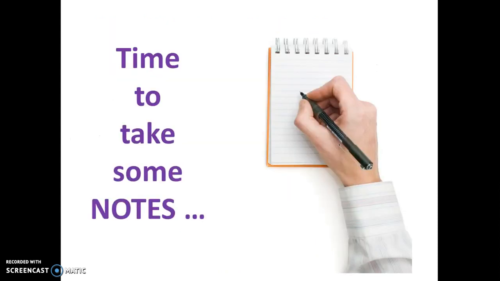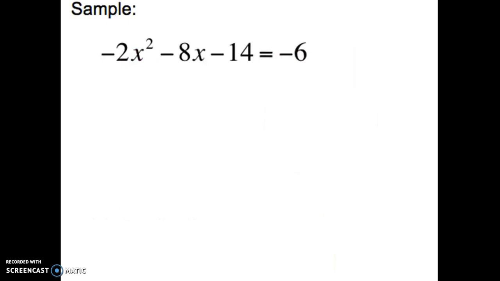Let's take some notes. You're going to use the notes page that was provided to you. Here's the first sample. In this one, it says use the discriminant to find how many solutions, and then actually solve it to find those solutions. First of all, to apply the discriminant or to solve any quadratic, we need to have 0 on one side. So I'm going to move that 6 over to this side. By adding 6, that negative 14 turns to negative 8.